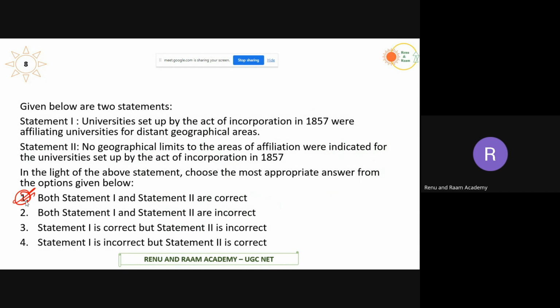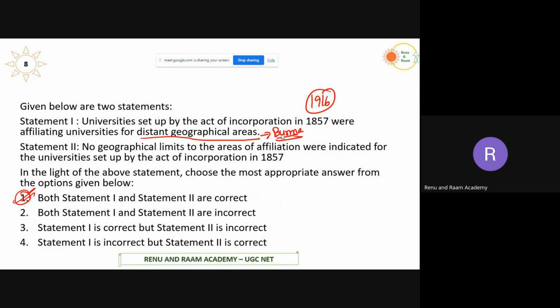And later on, the University of Punjab was founded in 1882. During this time, the Universities of Punjab, Allahabad and these five universities were the only universities till 1960. So Bombay, Calcutta, Madras, Punjab and Allahabad Universities affiliated most of the colleges, including those in distant geographical areas, for example Burma. Those colleges in Burma were affiliated with the University of Calcutta. So the first statement is right.